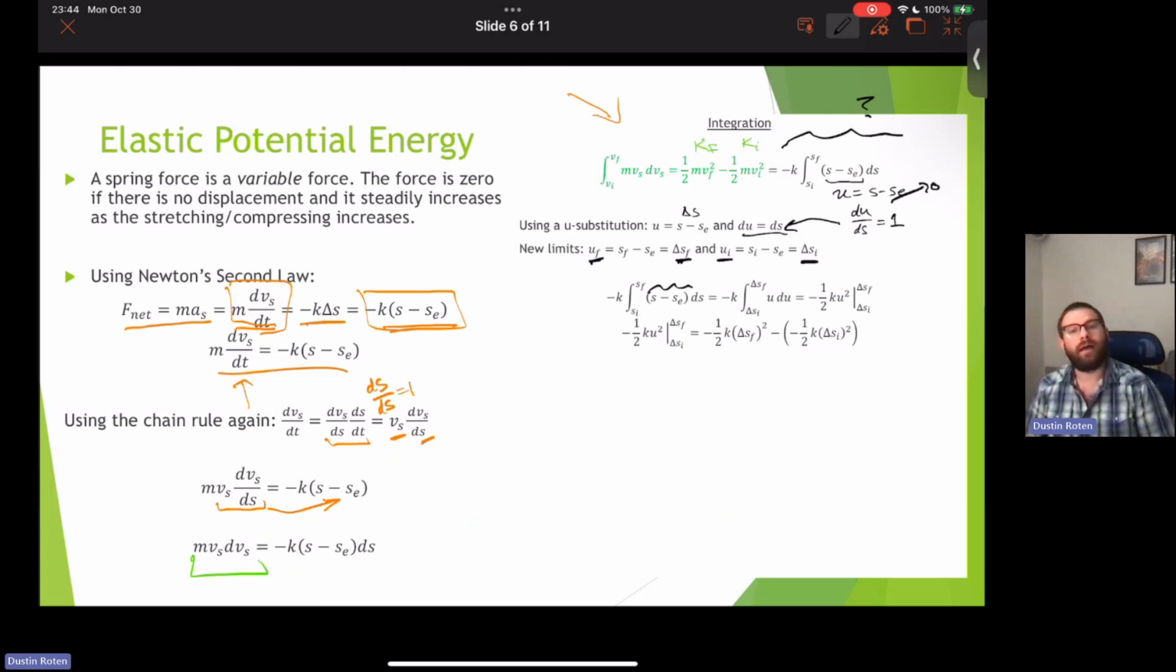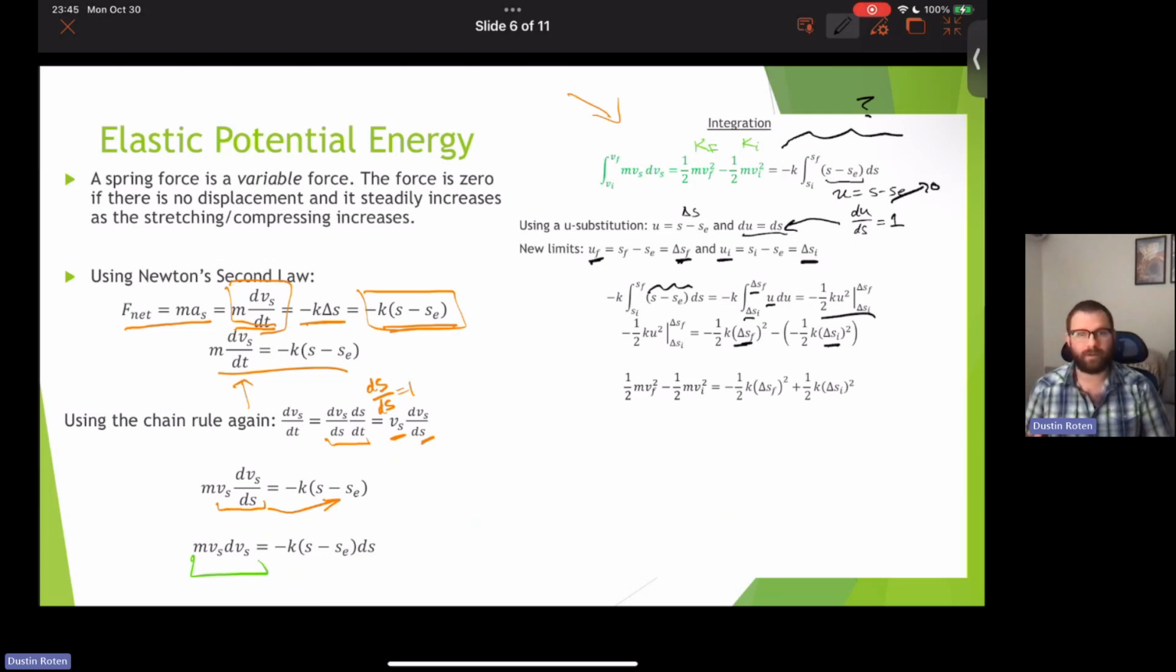You can see my s minus s_e just becomes u. My limits of integration change, so instead of s_i, I get delta s_i, and instead of s_f, I get delta s_f. Now all I have to do is integrate u and then evaluate with these new limits. You remember by now that the integral of u du is just 1/2 u squared. I've got that. Now I just have to evaluate my limits of integration: my final piece plugged in minus my initial piece plugged in.